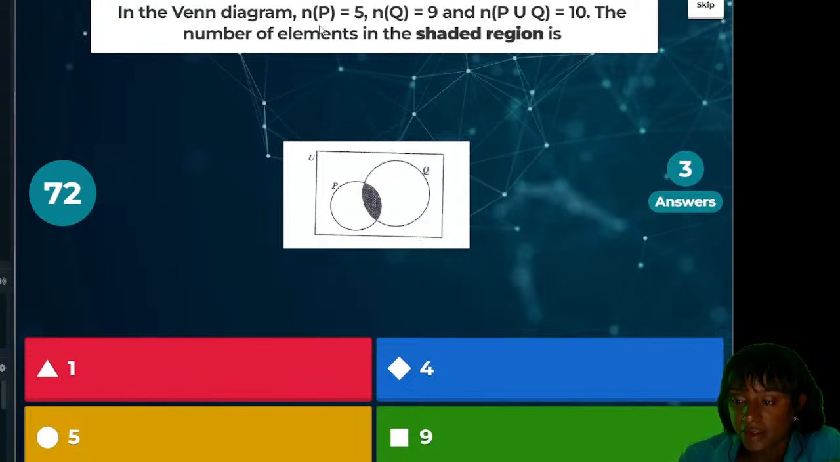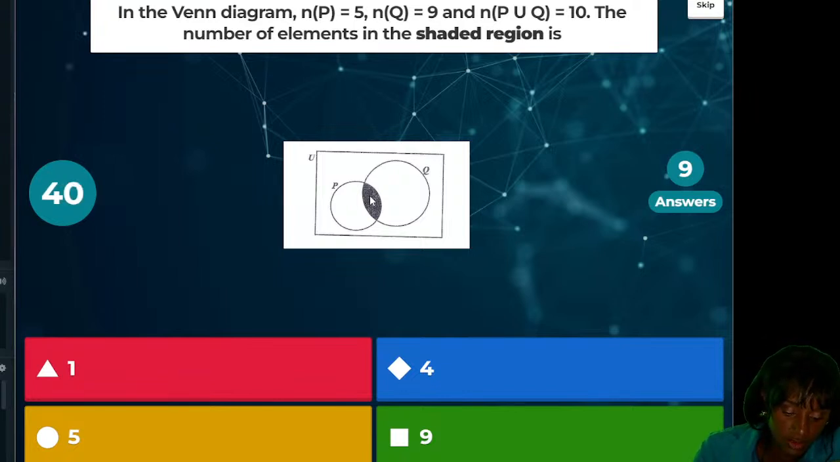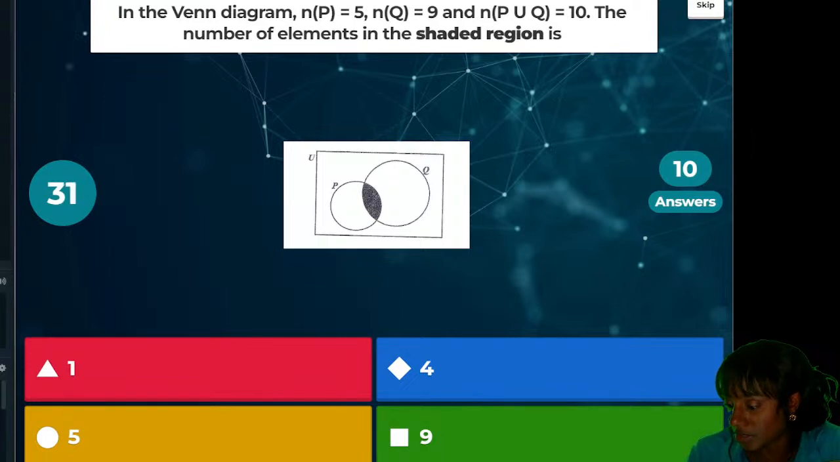So it says in the Venn diagram, the number of elements in the set P is equal to 5. The number of elements in the set Q is equal to 9. And the number of elements in P union Q, meaning together, is equal to 10. The number of elements in the shaded region is, so here they're asking you for the intersection.